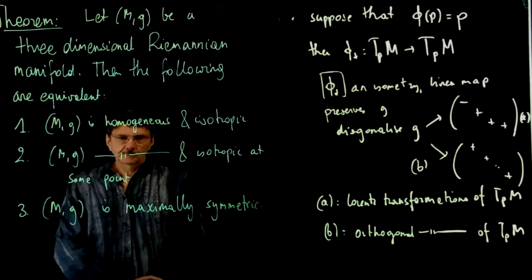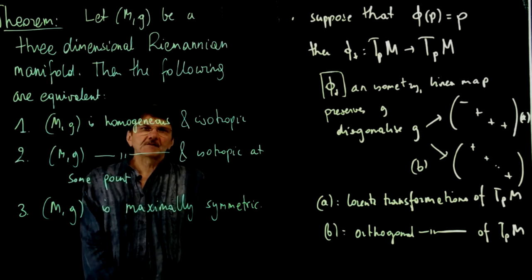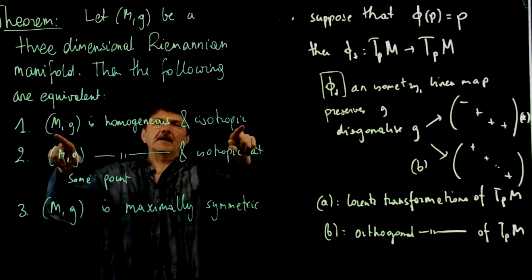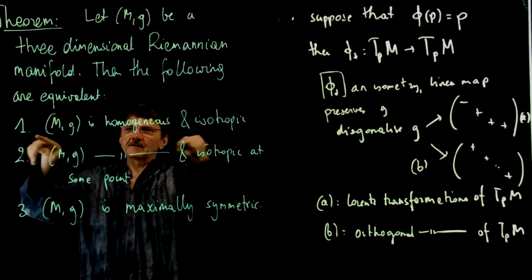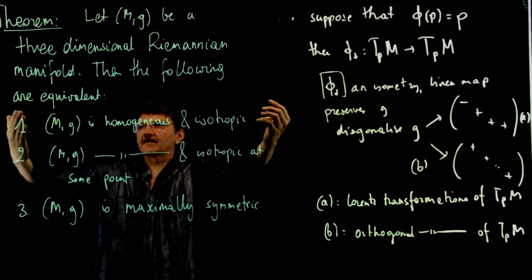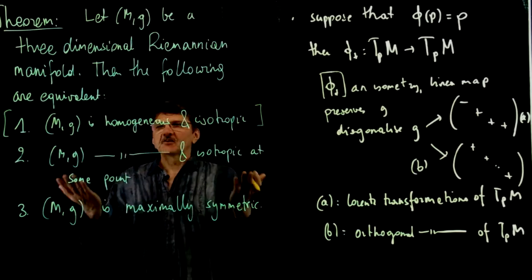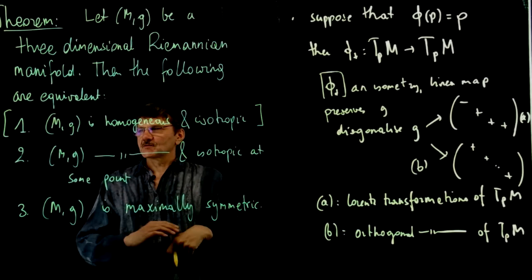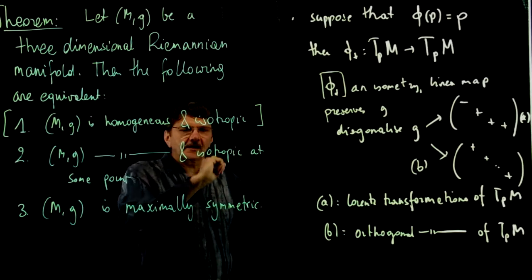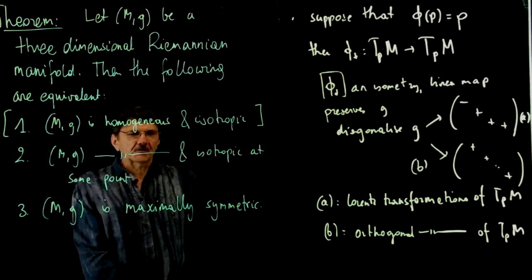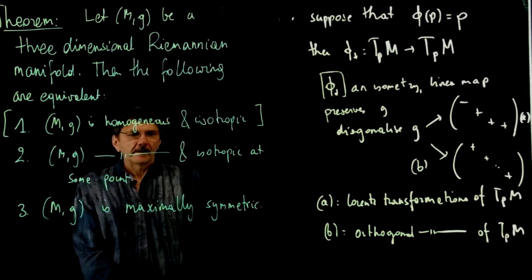So the cosmological principle is the thinking that we have time functions and the level sets are homogeneous and isotropic. So this is the case which would be philosophically appropriate for cosmology. This one is saying, well, actually, you don't have to be isotropic everywhere. It's enough to be isotropic at one point. If you're homogeneous, you'll be isotropic at every point.